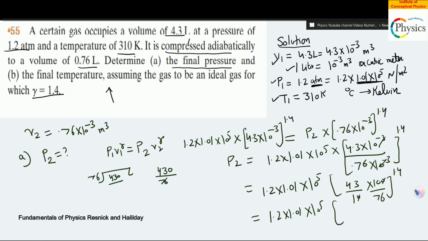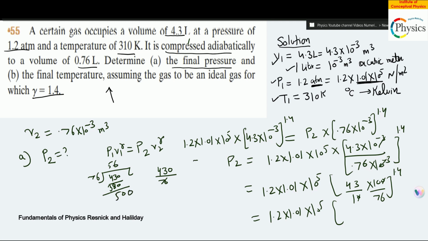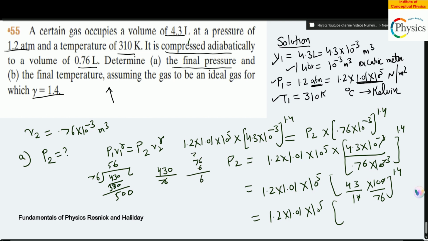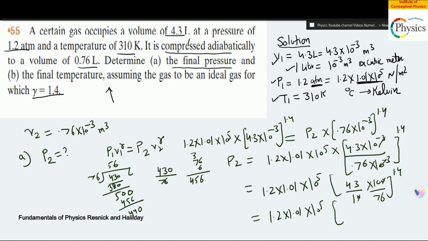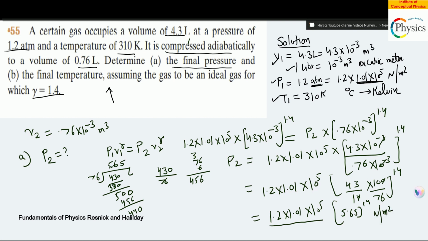76 fives will be 380, 0, 5, 500. 76 sixes, so 76 into 6, 6 sixes are 36, 6 sevens are 42, 45, 456, 440, and this is again 5.65. So this is 5.65 raised to power 1.4. Solve this and get the answer in Newton per meter square. I'm assuming you know how to calculate 5.65 raised to power 1.4.